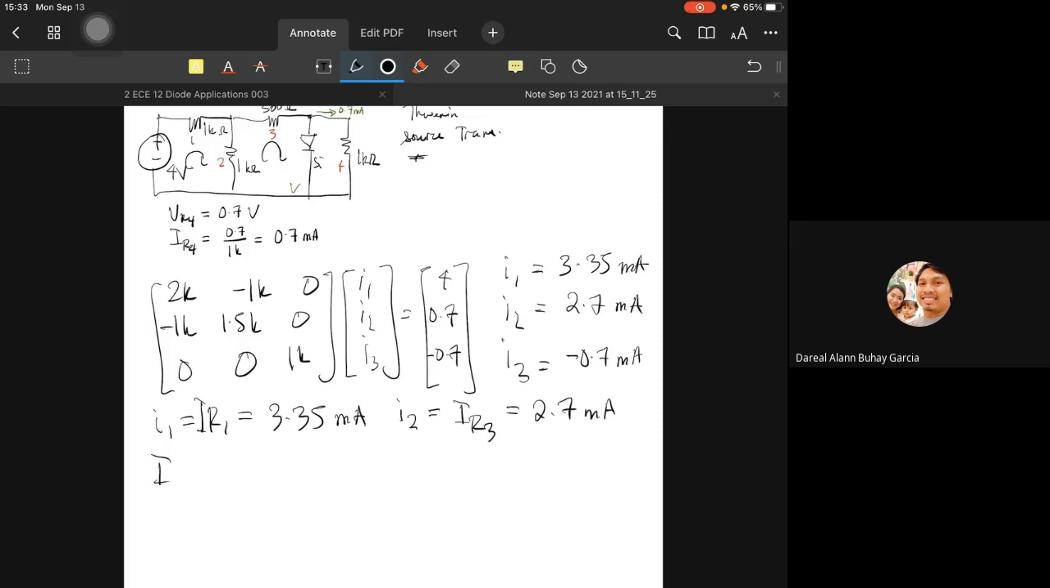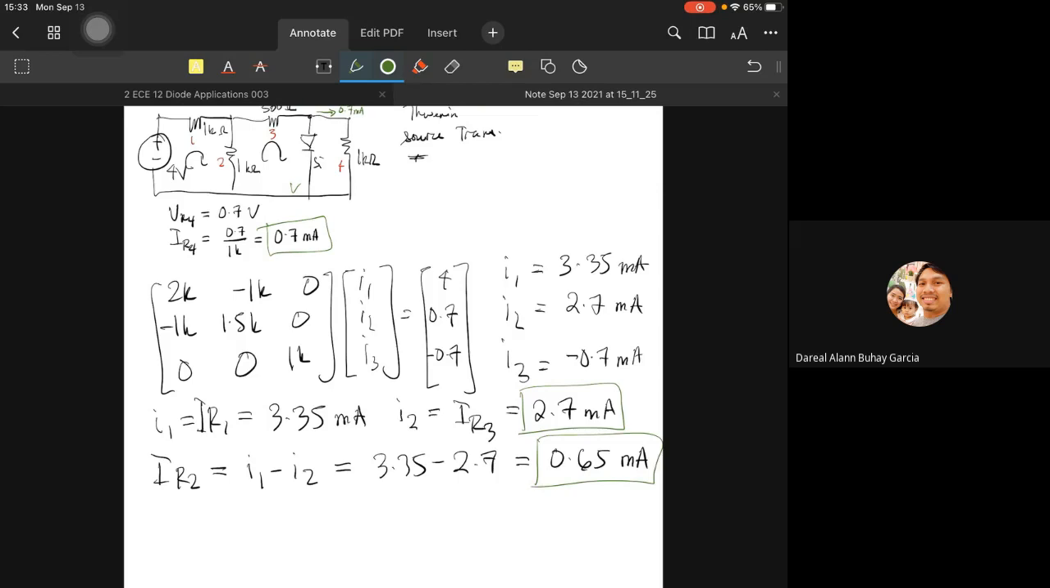Meaning, IR2 is equal to I1 minus I2. Yeah, basta ko man si I1. So, 3.35 minus 2.7, 0.65 milliamperes. So, now tayo IR4, IR3, IR2, and IR1.